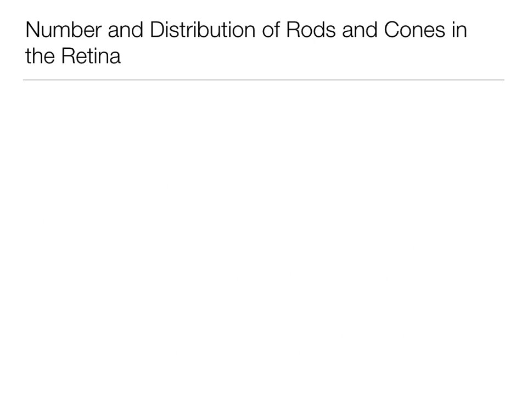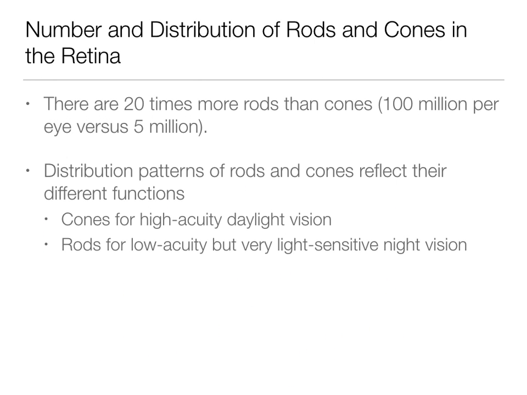Okay. So more about rods and cones. There are 20 times more rods than cones. So while our cones are really good for acuity, and our cones are really telling us about different colors and those sorts of things, we have way more rods than cones.